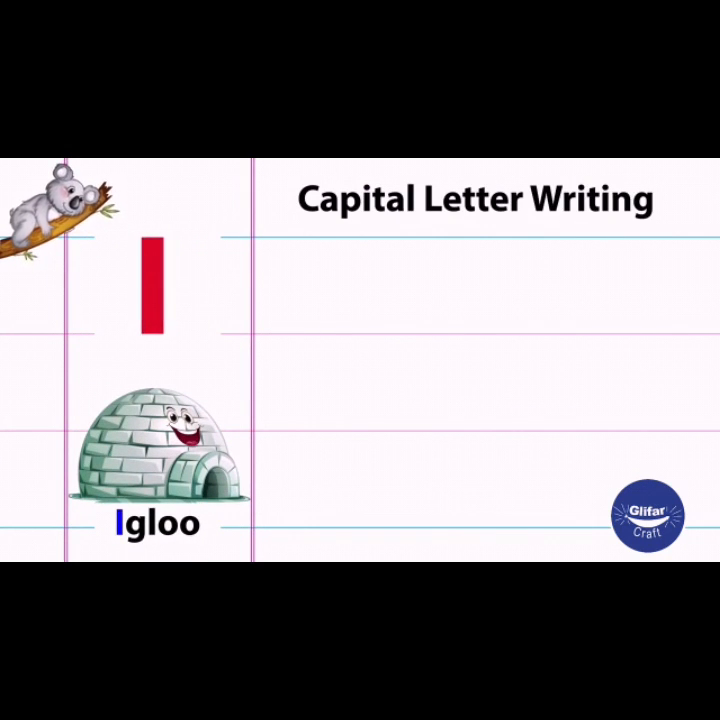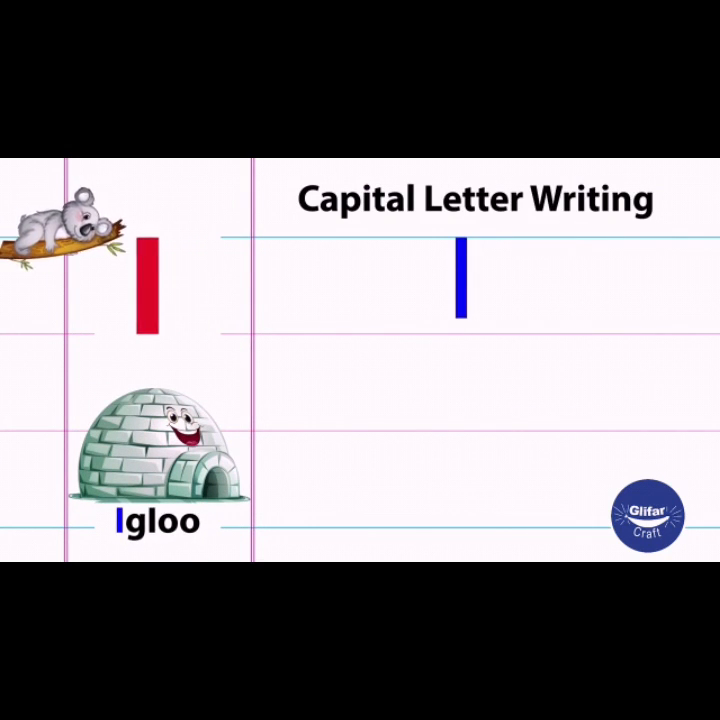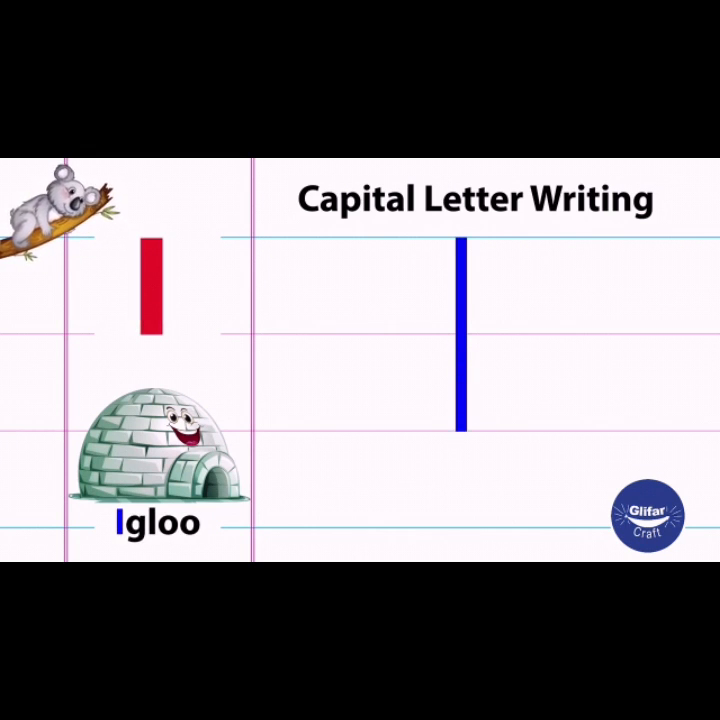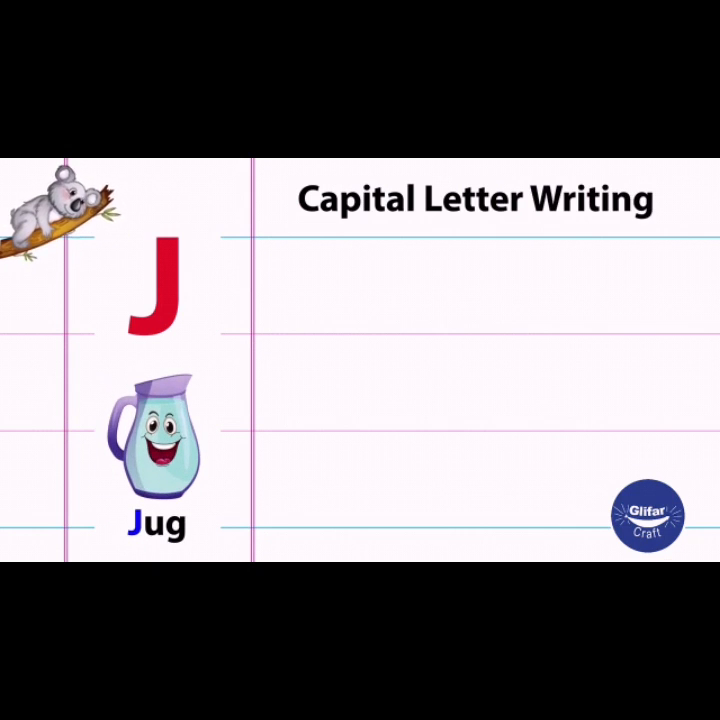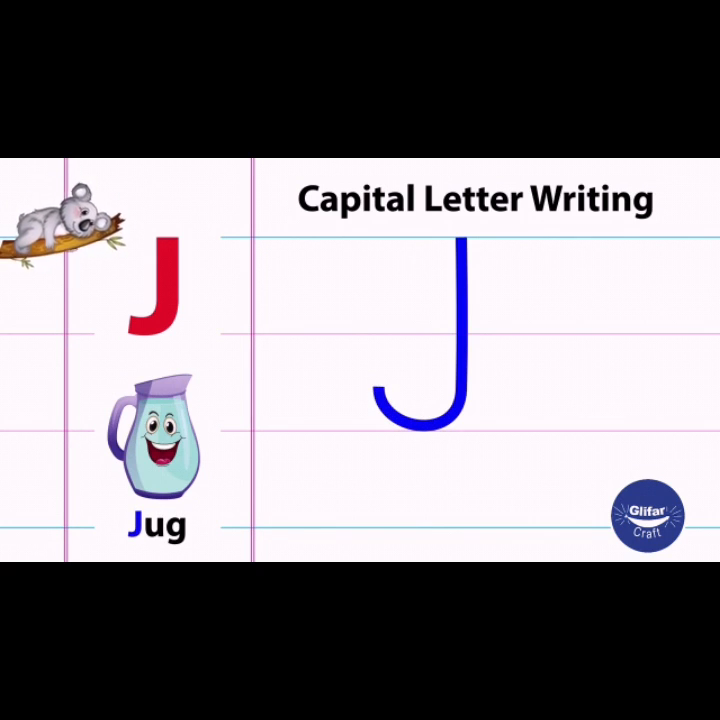Letter I. I sound igloo. For I, we will use a standing line. J. Jug. Standing line we will use and then little curve like this. J.